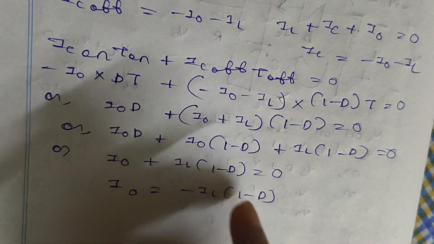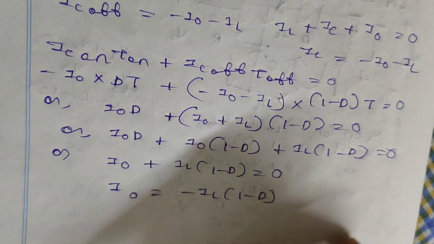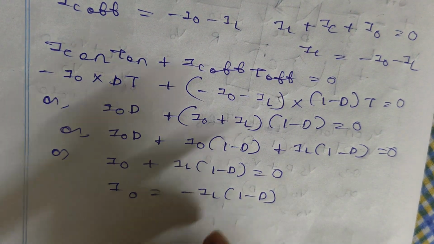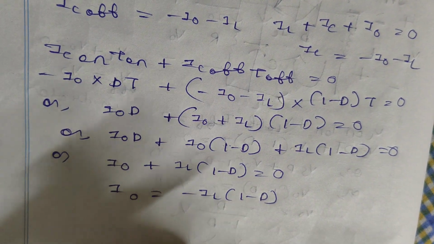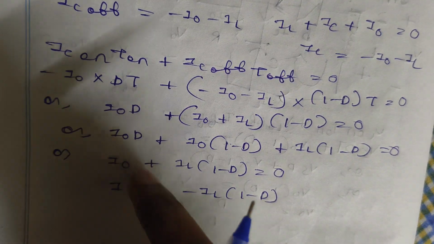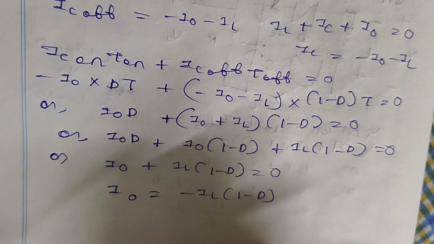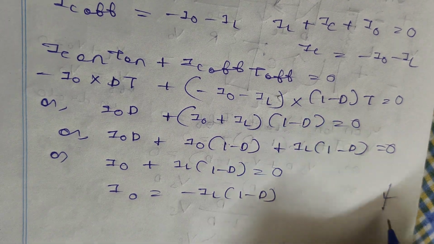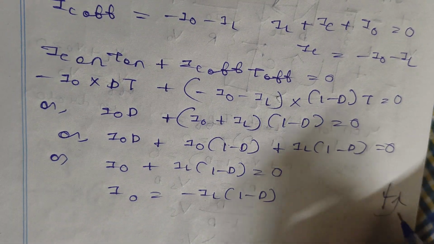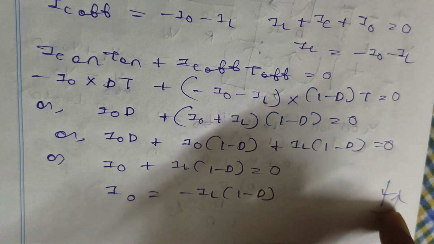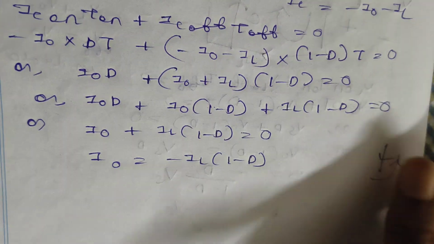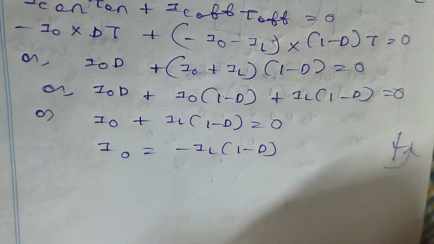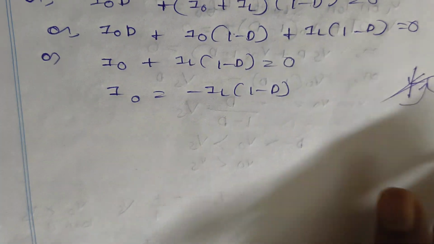Why minus? Because the I0 current was assumed in the downward direction, but in the actual operation, the current will be flowing upward. So overall that current will be the negative of this current, applying the KCL. That is the simplest network analysis rule. So I0 will be minus IL into 1 minus D. Okay, so that is the current case.